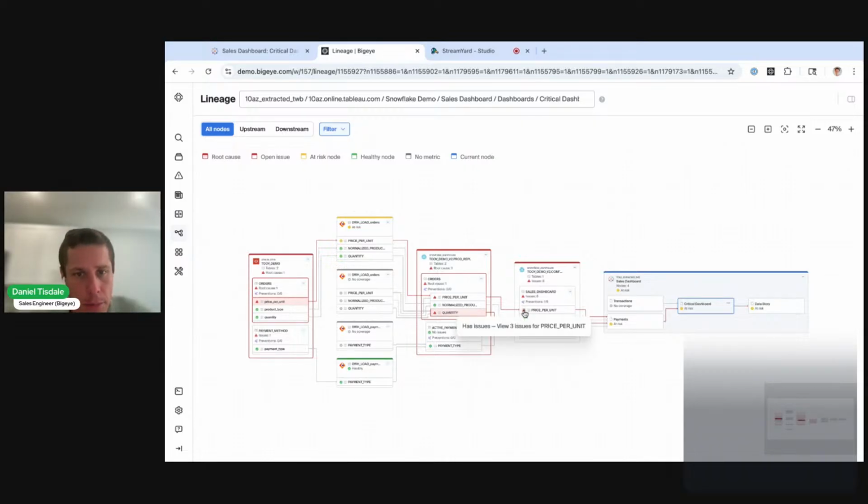So if I look at price per unit here and go a layer above, so in this case, this is our replication layer of Snowflake, I'm also seeing that there's some data quality issues there, 6 issues that are occurring. Now, if I go all the way upstream to Oracle, that same column, price per unit, has 2 data quality issues with it. And you'll notice that this column in the Oracle database is highlighted in that light shade of red. And that signifies that that is the root cause of the issue.